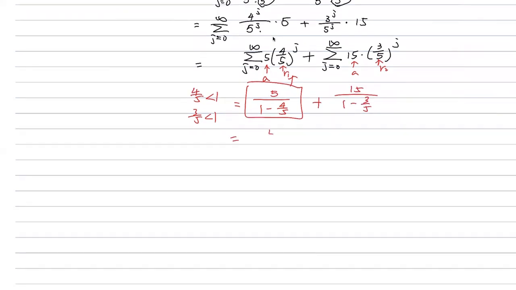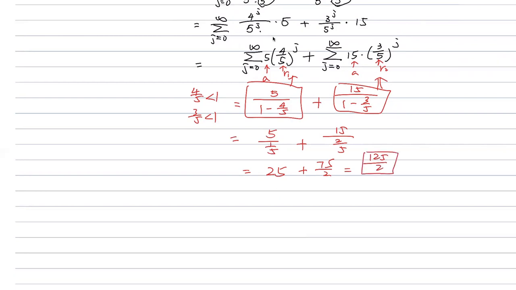Then that will equal 5 over 1 over 5 plus 15 over 2 over 5. So that will equal 25 plus 75 over 2, which is equal to 125 over 2. Okay. And then if you would like to try a practice.